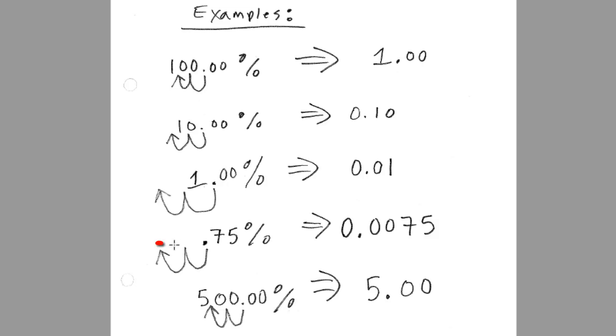There's nothing there, so you actually have to put 2 zeros and then put the decimal out here. You would end up with 0.0075. How about 500%? Oh, look at that. The decimal's to the right of 5, so we're left with 5.